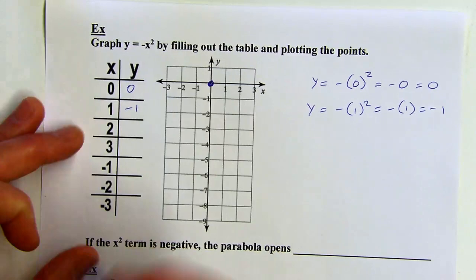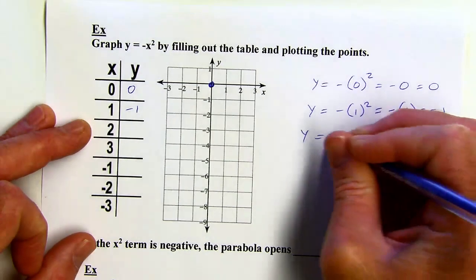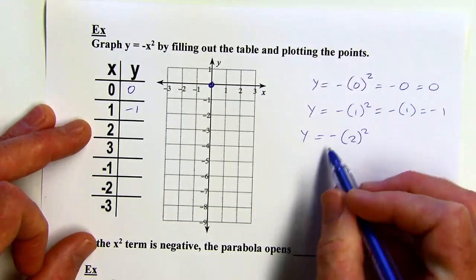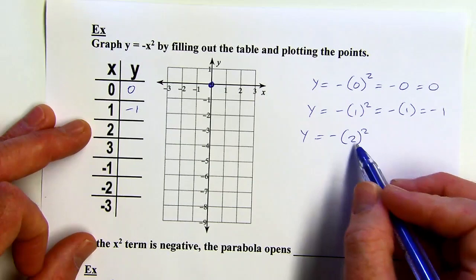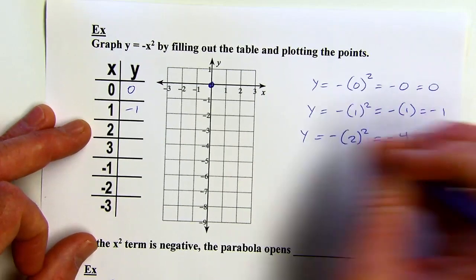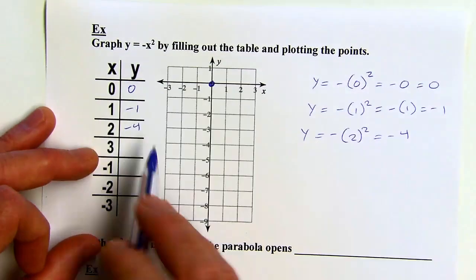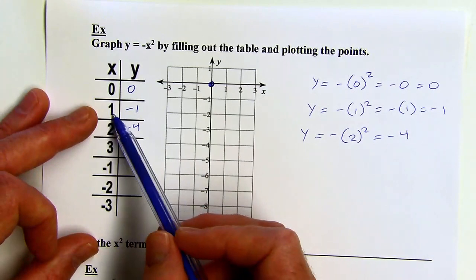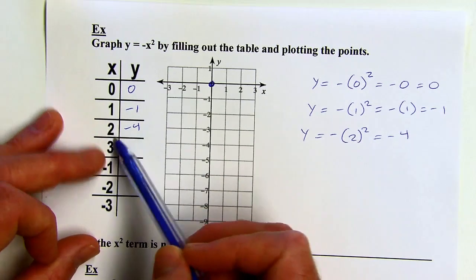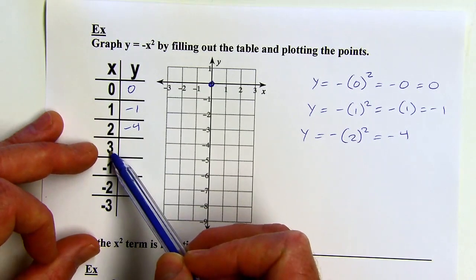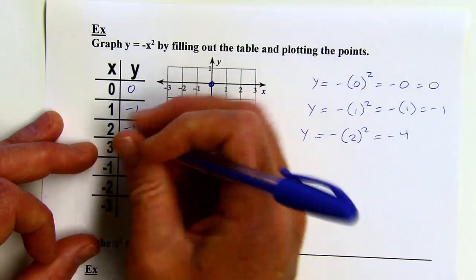Okay, and when I plug in a 2, let's see, I've got -2 squared. So I got the opposite of 2 squared. Well, 2 squared is 4, so this is going to be -4. Okay? And maybe you can see the pattern, right? So I'm going to square it and then take the opposite. Square it and take the opposite. So squaring 3 is 9, and then take the opposite, -9.